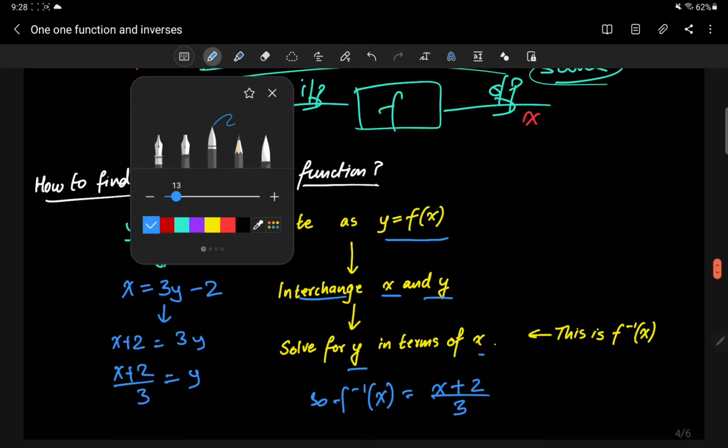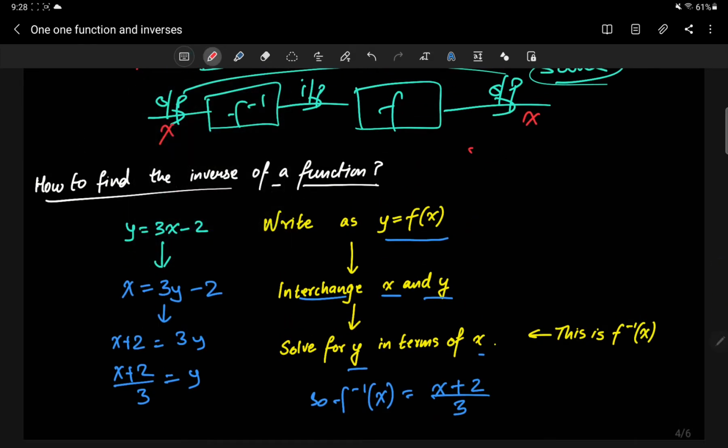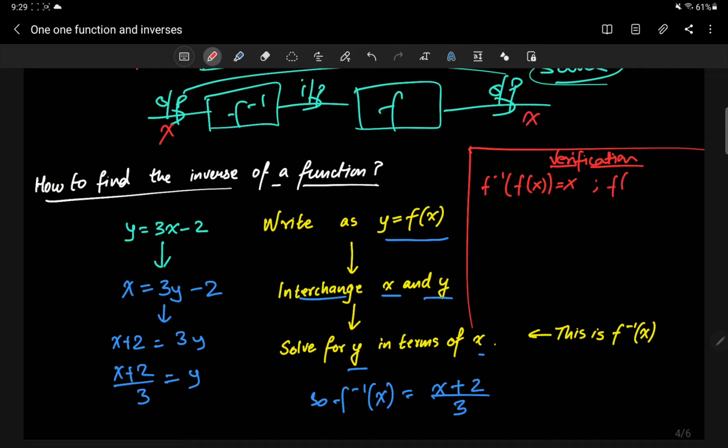Now, one important step once you have found the inverse is the process of verification. When you verify, there are two things you need to verify. You need to verify that f inverse of f of x is x, and you need to verify that f of f inverse of x is x.